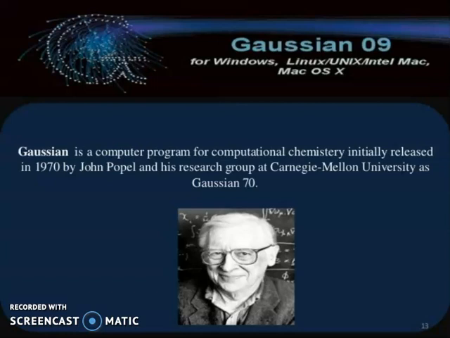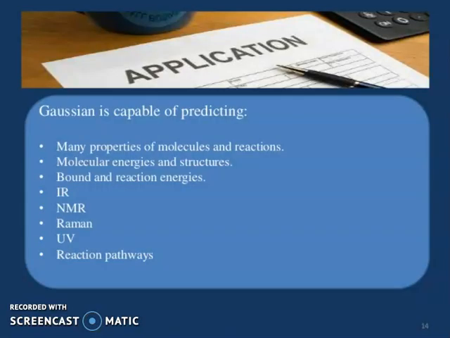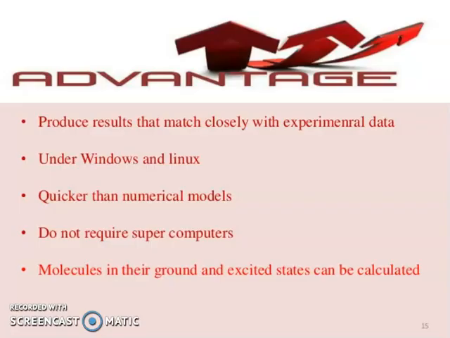So, Gaussian 09, this is a software program. Gaussian is a computer program for computational chemistry, initially released in 1970 by John Pople and his research group at Carnegie Mellon University as Gaussian 70. So, what are the applications? Gaussian is capable of predicting many properties of molecules and reactions: molecular energy and structure, bond and reaction energy, IR, NMR, Raman, UV-visible, and reaction pathways.